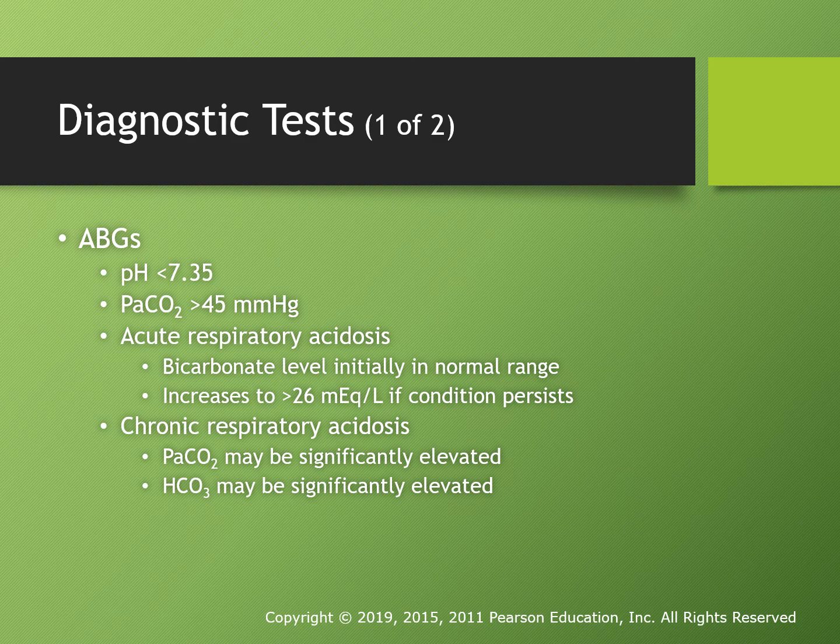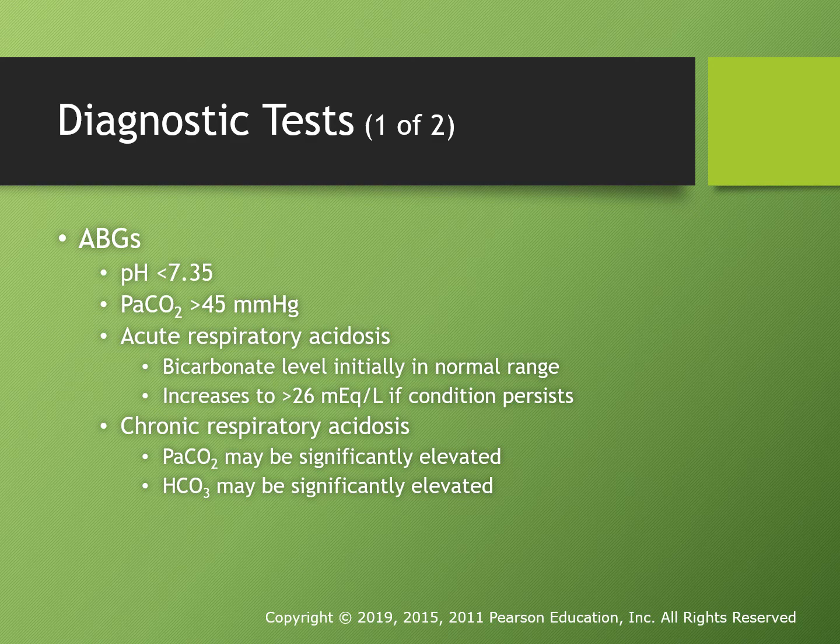ABG, so our diagnostic test. We've already talked about ABG, so this should be repeat for you. ABG show a pH of less than 7.35 and a PaCO2 of more than 45. In acute respiratory acidosis, the bicarbonate level is initially within the normal range, but increases to greater than 28 if the condition persists, because it's trying to compensate with the bicarb. In chronic respiratory acidosis, both the PaCO2 and the bicarbonate may be significantly elevated because it's always trying to compensate, and it's done it over a long period of time.